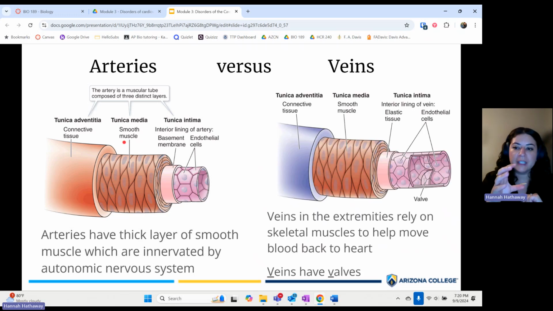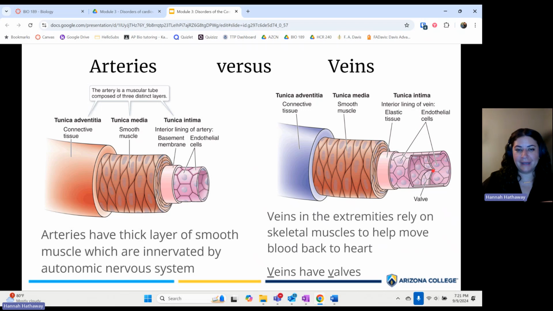Veins, on the other hand, do have a little bit of smooth muscle, but they don't really do that expanding and contracting. Instead, the special thing that veins have is valves. Since they don't have muscle to help move the blood along, the valves are there to prevent blood from flowing backwards.